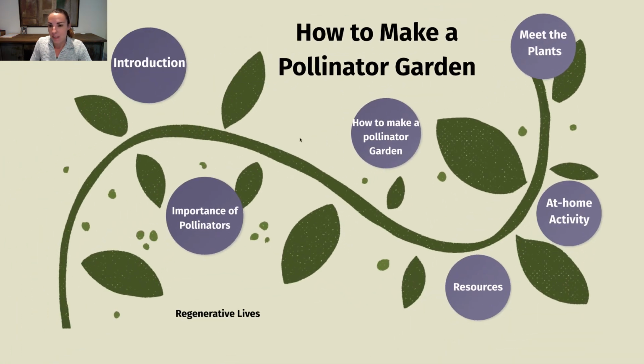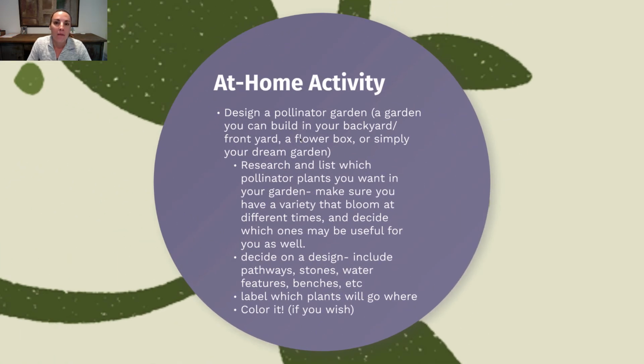All right. So that's the gist, and I have a list of all of those plants for you. So I want you to do an at-home activity where you design your own pollinator garden. It's one that you can actually do if you want. Something on your front porch, on your back deck, on your balcony, in a window box in your apartment. Or you can design your dream garden.